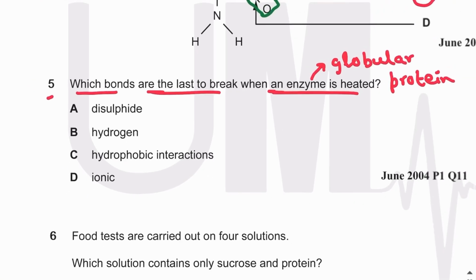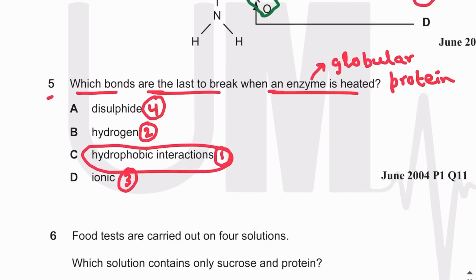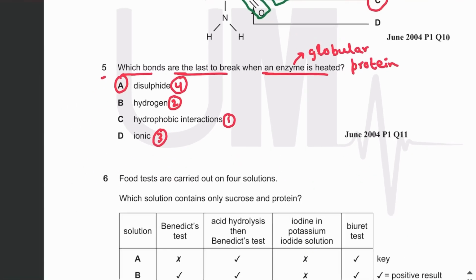interactions, right? So guys, the hydrophobic interactions are first to break, and then hydrogen bonds are second to break, ionic bonds are third to break, and disulfide bonds are last to break. So the strongest bonds are the disulfide and the weakest are the hydrophobic interactions. Hydrogen bonds are stronger than hydrophobic interactions but weaker than ionic. So guys, the last bonds to break are the disulfide bonds when an enzyme is heated, because disulfide bonds are the strongest. So the answer is A.